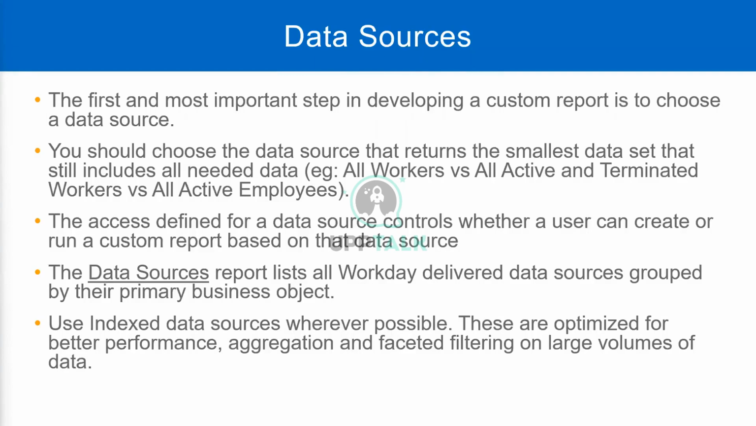Then comes all active employees. That's another one which is again based on the worker business object. Now, what is the difference between all active and terminated workers versus all active employees? Not the terminated and the future. Only active. Only active. But notice the difference in the terminology. One says active and terminated workers. The other one says active employees. What is the difference?